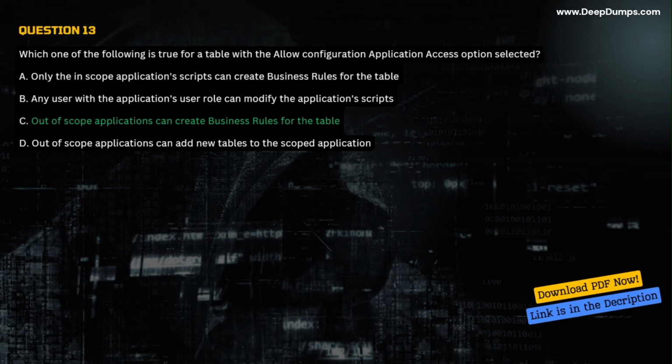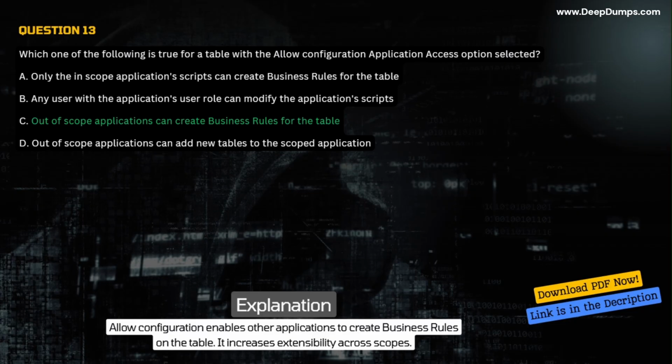Correct answer C. Out-of-scope applications can create business rules for the table. Explanation: Allow configuration enables other applications to create business rules on the table. It increases extensibility across scopes.